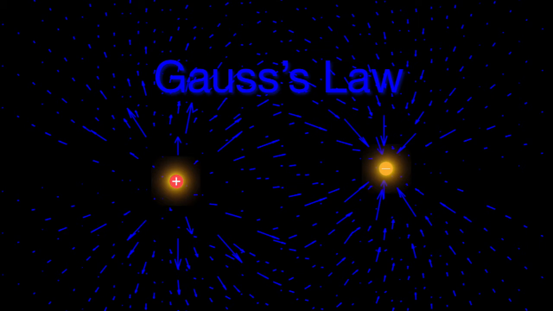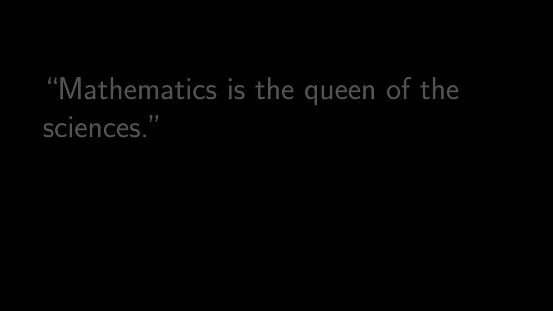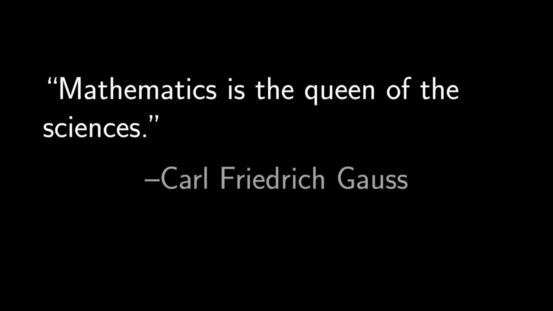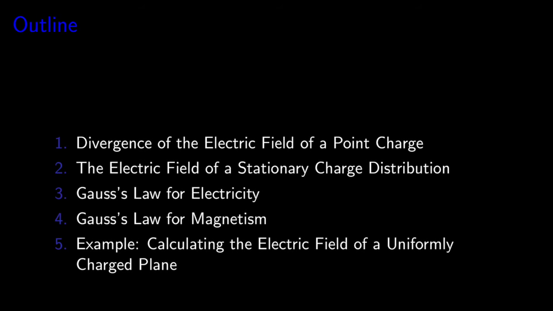This is Gauss's law, the second video in the Introduction to Electricity and Magnetism series. In this video, I'll explain Gauss's laws for electricity and magnetism. We'll begin with the point charge paradox. Then, I'll use the formula for the electric field of a charge distribution to derive Gauss's law for electricity.